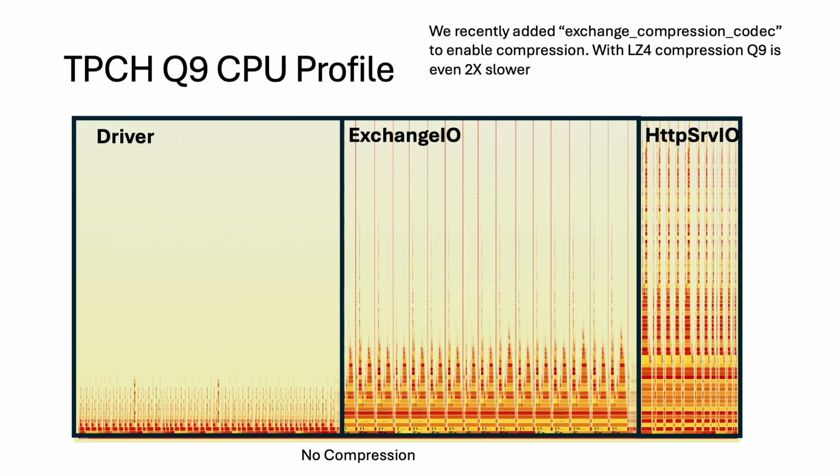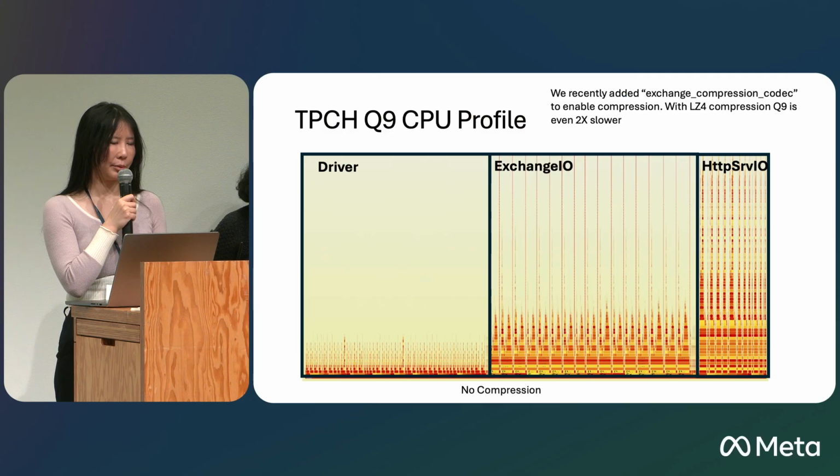Then we ran some CPU profiles. We saw that a very high percentage is spent in Exchange I/O and HTTP I/O. So these network threads are taking a lot of CPU. Our research team is working on a binary exchange protocol, which tremendously improved these two parts.